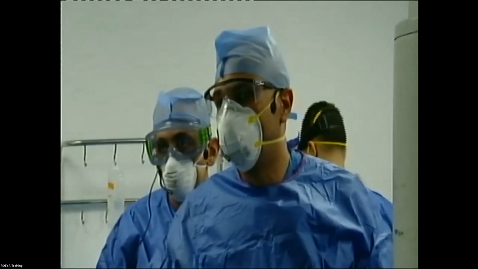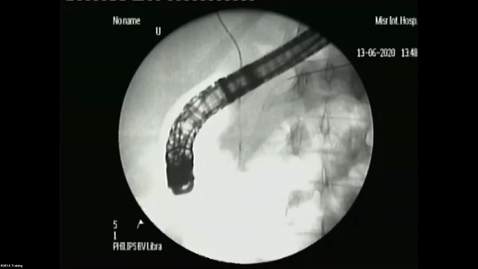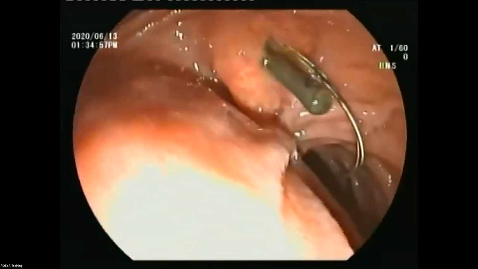We don't have the X-ray. Okay, we will show the X-ray. Yes, you can see the X-ray now. This is the X-ray of the last patient where Hani did the double duct. Hani, you can explain the double duct again. It's two guide wires, one in the pancreatic duct and one in the common bile duct.